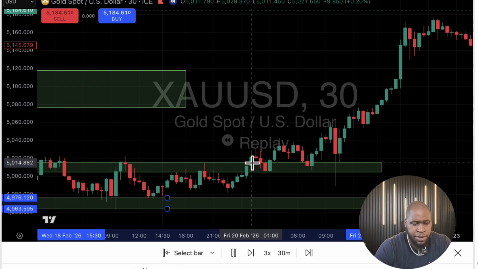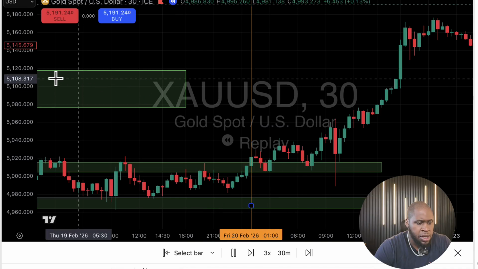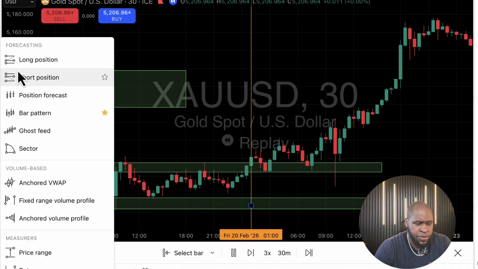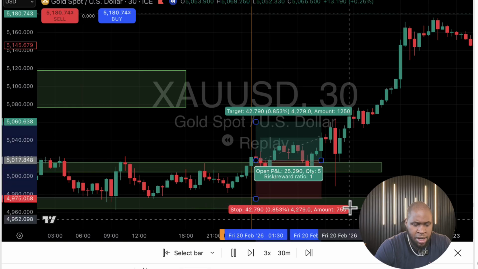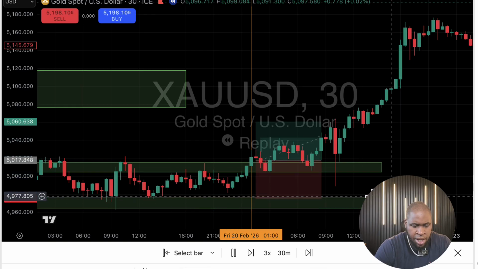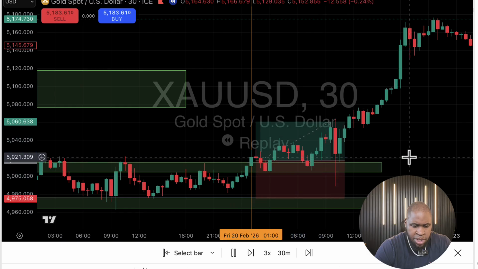Okay, you can say if you took it on this break, you would have gotten a little bit of drawdown, but ultimately you would have had a successful trade over here. Would have entered on this next candle, very little bit of drawdown, but ultimately that is a successful trade, as you can see.